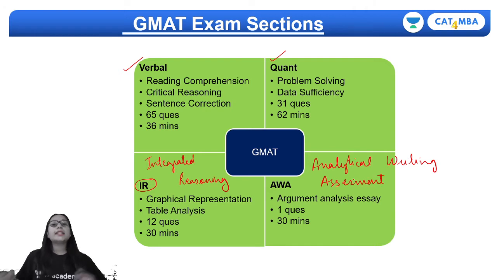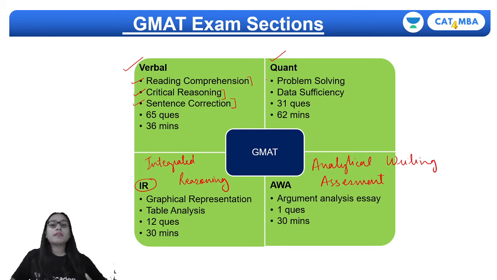In GMAT, as we have discussed earlier, you can choose the order in which you want to attempt a section. In CAT this is fixed, but in GMAT you have full liberty to choose the order. You can choose either of the orders, and it will be asked before you start the exam. In verbal, the questions would be from reading comprehension, critical reasoning, and sentence correction. If I have to divide the entire syllabus of verbal ability into three sections, I will divide it in this manner: reading comprehension, critical reasoning, and sentence correction.